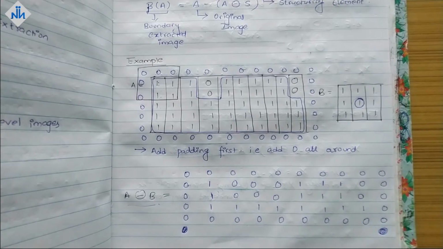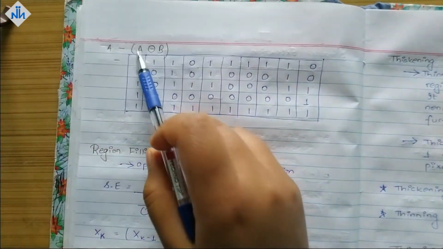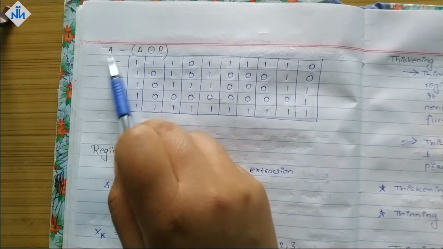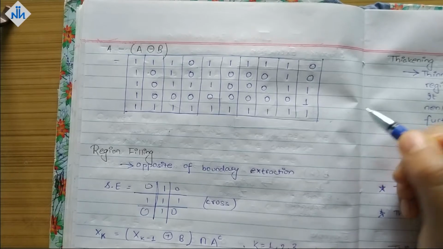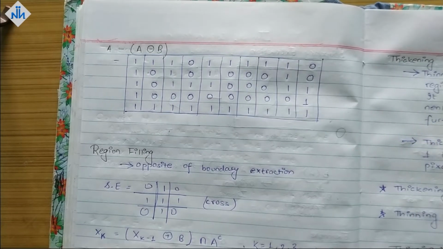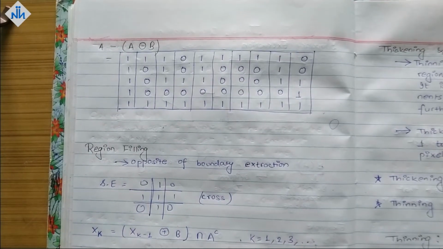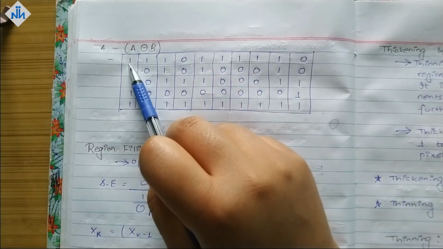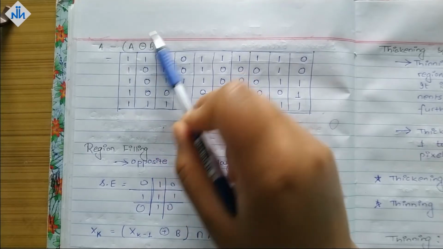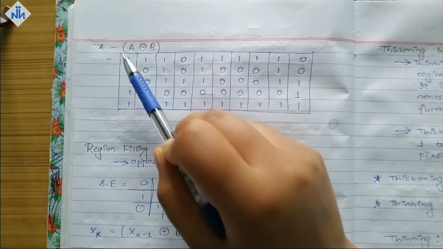After performing erosion, what we do is A minus A erosion B. Minus means we just subtract. If we have the same value, when we subtract we will get 0, and if we have different values then we are going to get 1. So basically that is what we do. If both the pixels are the same, then we are going to write 0, and if both pixels are different we are going to write 1.